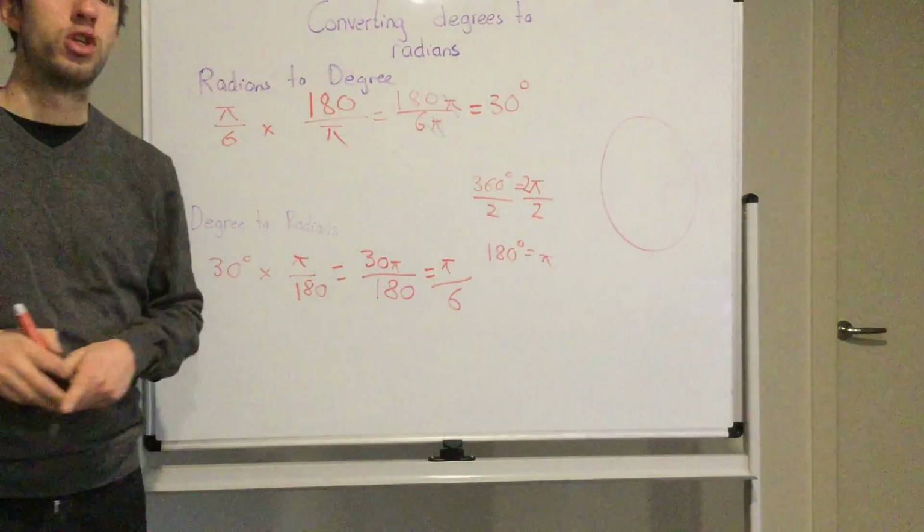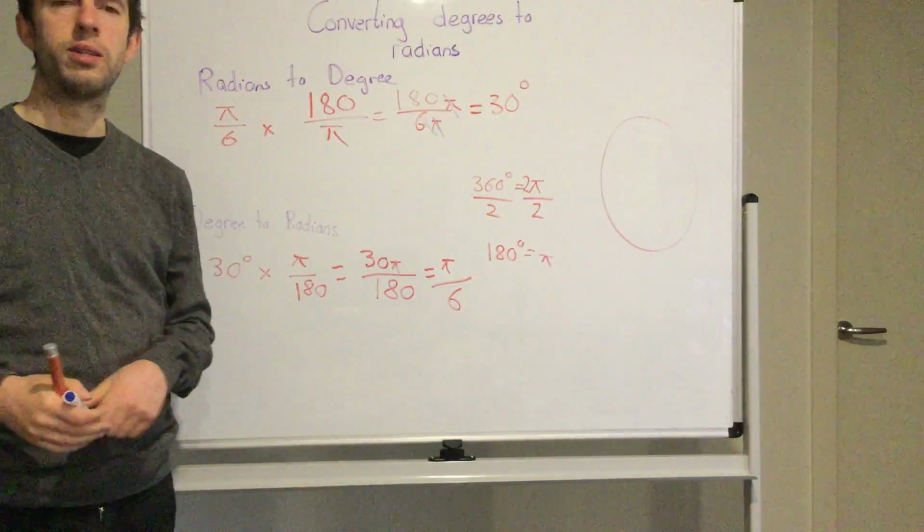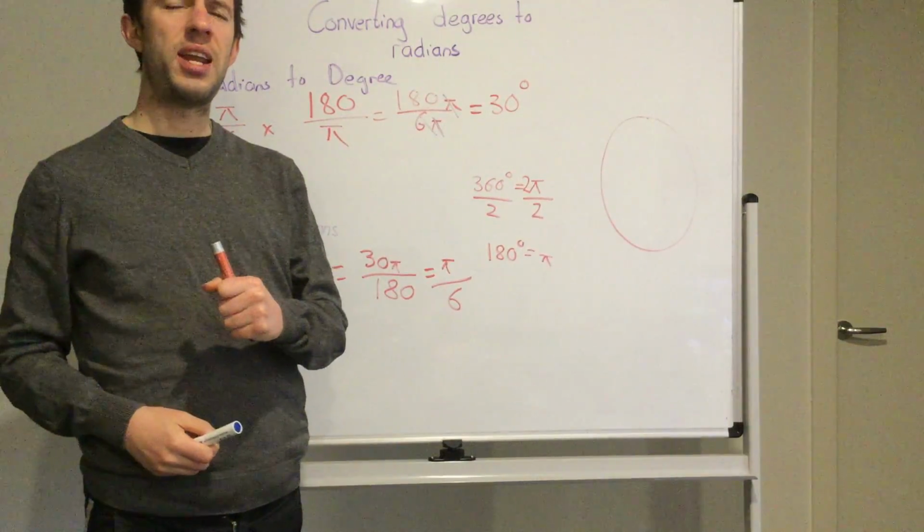And there you have it. We have just converted between degrees and radians. Hopefully that helps you understand how we can convert.